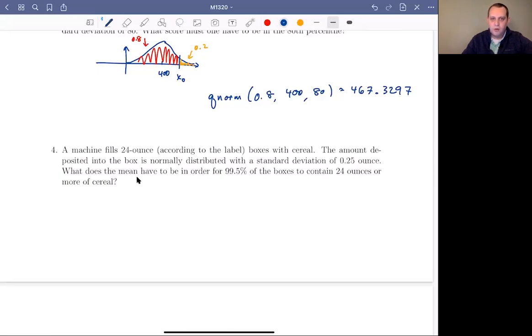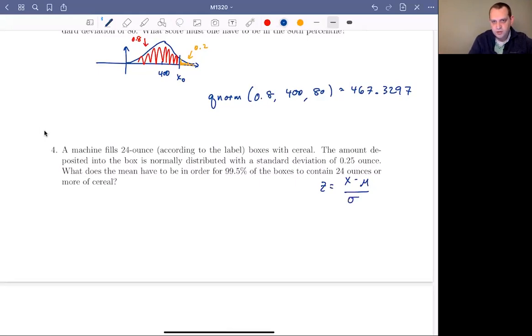We actually want to figure out what the mean has to be in order for most of the boxes to have 24 ounces of cereal or more. When I say most, I mean 99.5% of the boxes in this case. So we want to know what the mean has to be in order for 99.5% of the boxes to contain 24 ounces of cereal or more. This is a slightly tricky question. And so what we're going to do is we need to know two things. We need to know that the standardized score, Z, remember, is x minus mu over sigma.